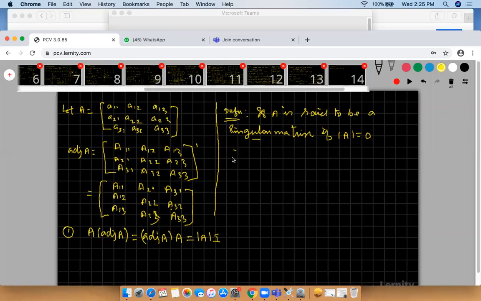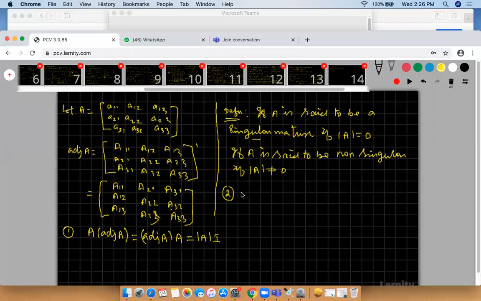A is said to be non-singular if determinant of A is not equal to 0. If determinant of A is other than 0, A is non-singular. If determinant of A is 0, then the matrix is singular. Now the result number 2. The first theorem was A into adjoint of A is equal to determinant of A into I.